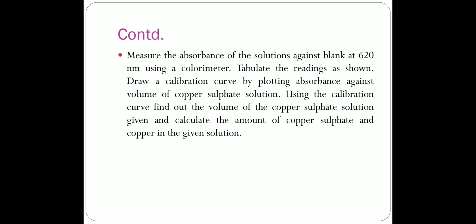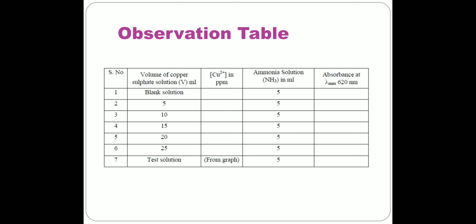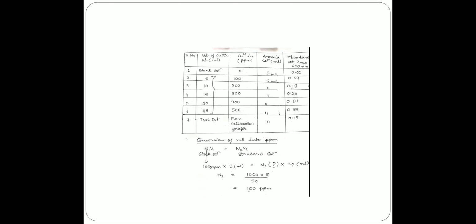You might remember this is the observation table. When we look for the absorbance, we have to fill this observation table. You must be remembering that for the blank solution, we had no copper sulfate solution. Ammonia was 5 ml and the absorbance was fixed at 0.